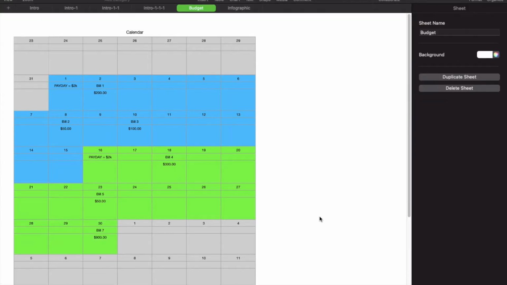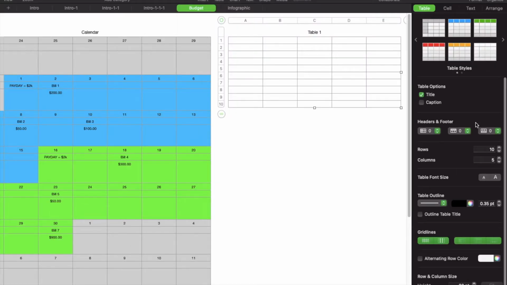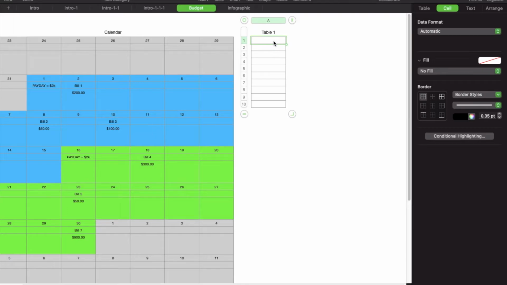Now that we've filled in our calendar, we can get to budgeting. What we're going to need is a table, and we're going to need a categories column. Our first category will, of course, be bills. Second category will be food. And the categories after that are really going to depend on your lifestyle, your priorities, your expenses.